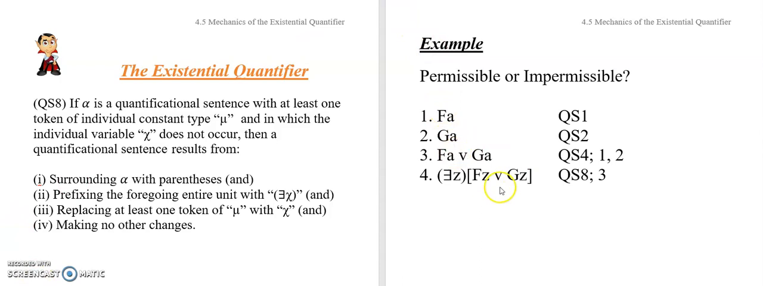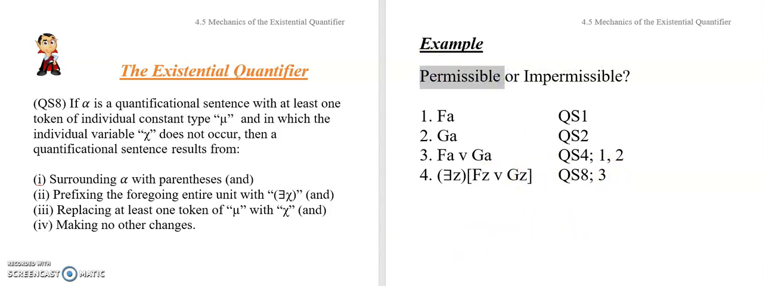So here's a tree that demonstrates allegedly that this is a quantificational sentence, and is there a mistake in the implementation of QS8? So is this implementation of QS8 permissible or impermissible? Pause now. Okay, this is absolutely permissible. This one's absolutely okay. No trouble there.